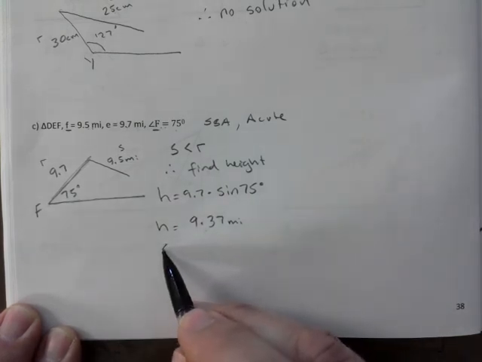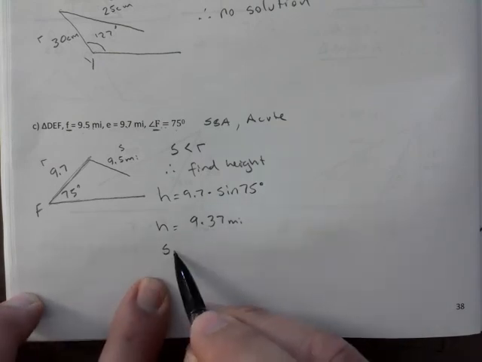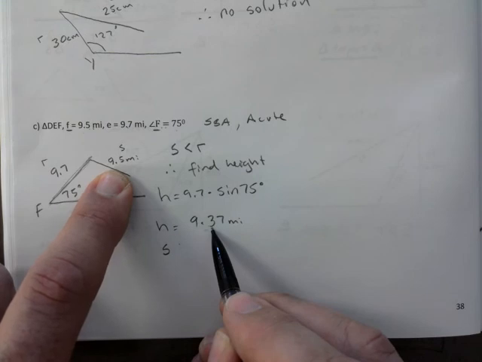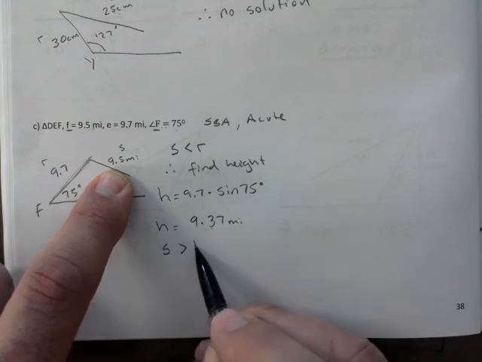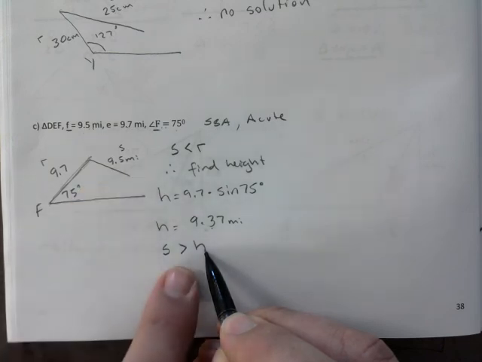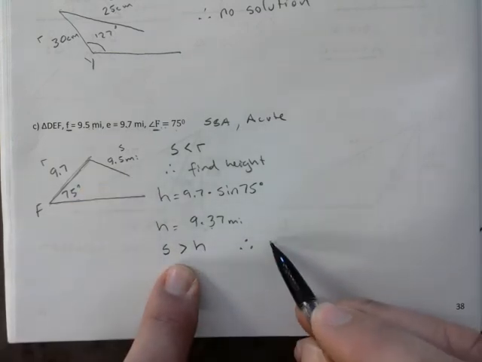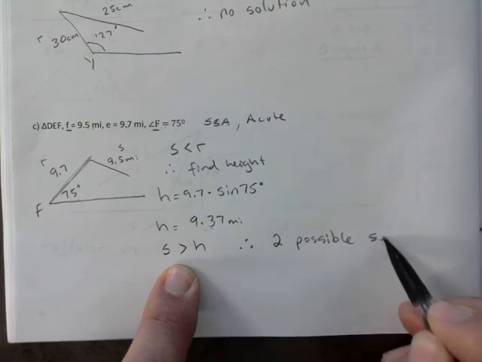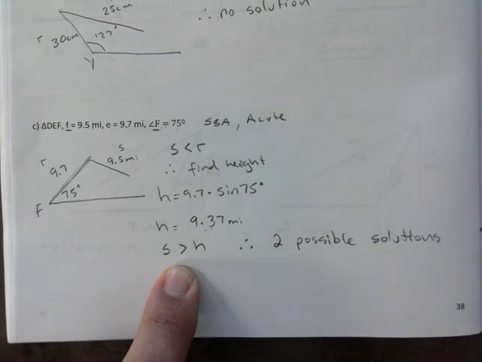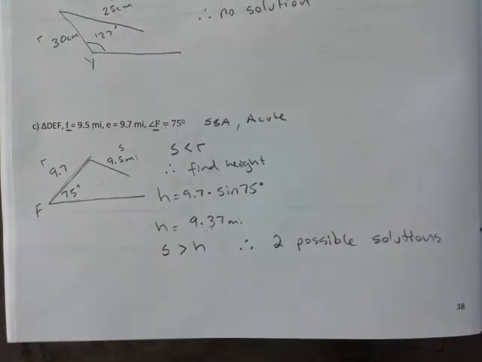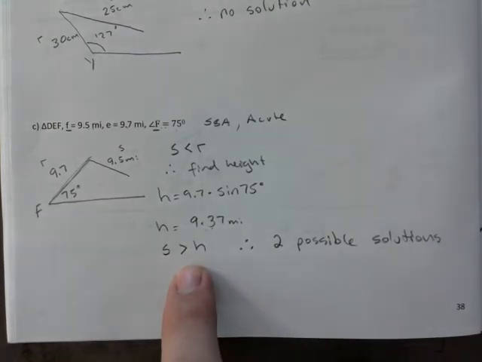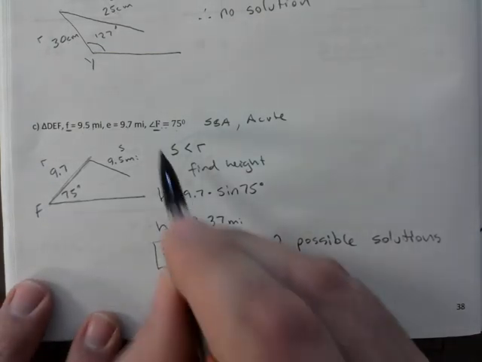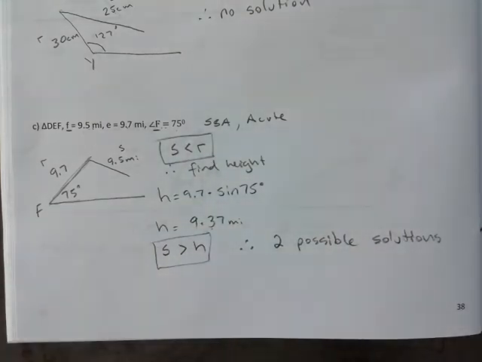And then you ask, back to string. String and the height. String is, look at the numbers. String is what? Greater than the height. And if that is the case, you have two possible solutions. If it's equal to, it's one right triangle. If it's less than, then there's no triangle, right? So string is greater than, so these are very important. These are justifications to come up with that.